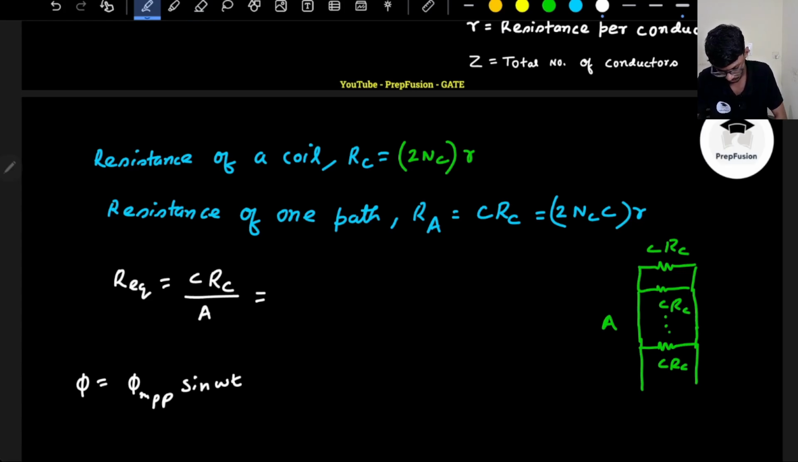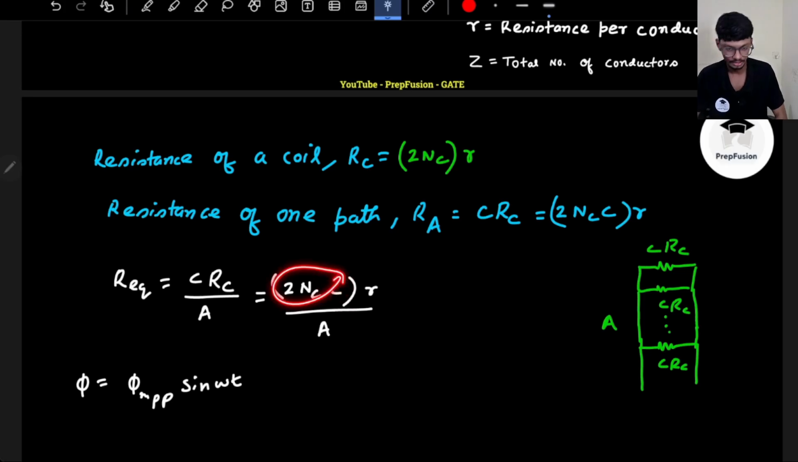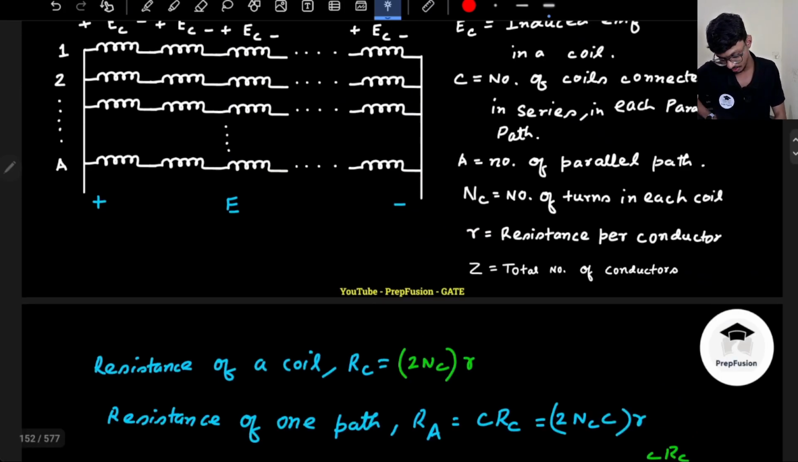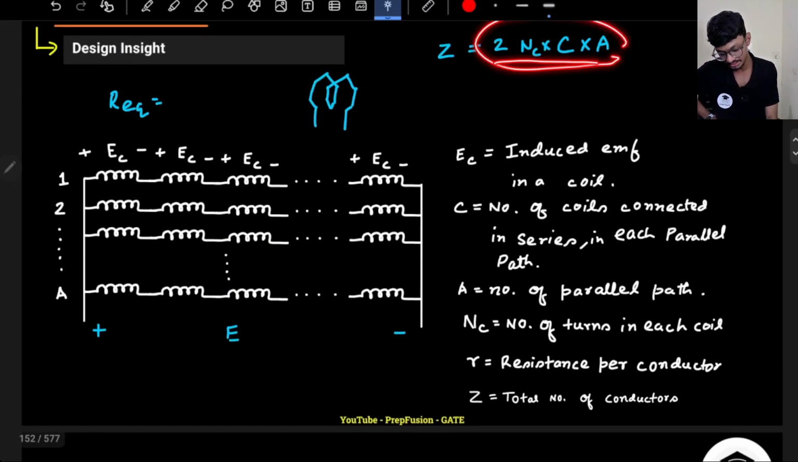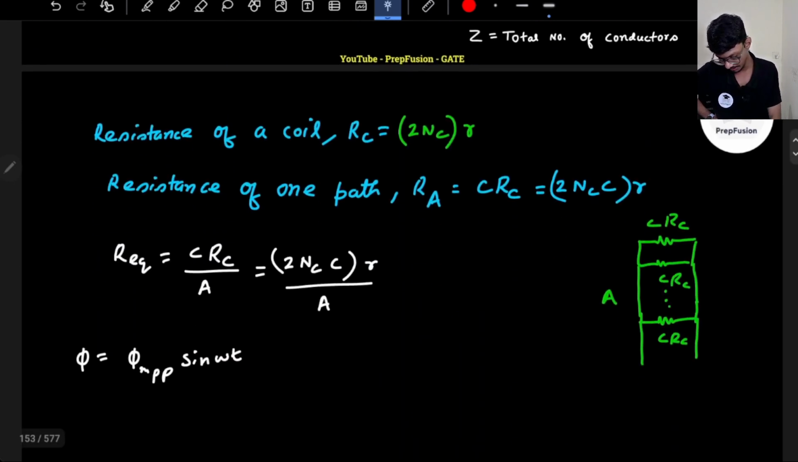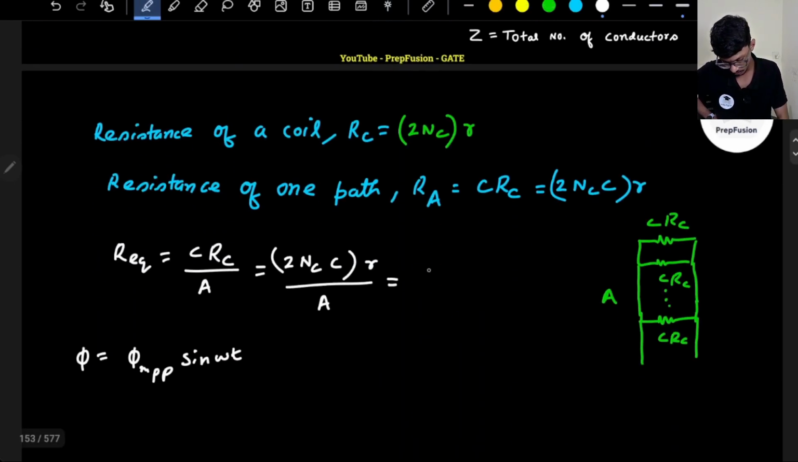So this will be equal to 2 NC c into small r divided by A. Now I don't like this small c, right? I don't know all these parameters. So what I will do, I will multiply and divide by A, because I know this value, right? I know 2 NC c into A is Z. So I will multiply and divide by A. So this will be 2 NC c into A divided by A square.